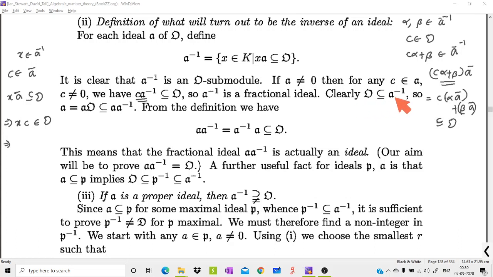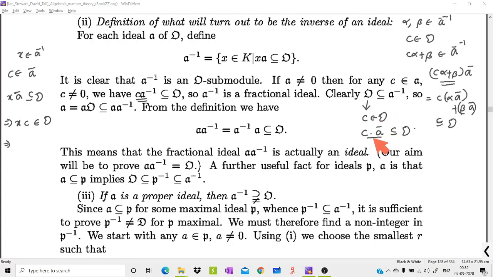Clearly this O is contained in A inverse. Okay, if we choose any element of O here, C belongs to O, then clearly C into A is always an element of O, or this set is contained in O. Okay, this is the definition of the ideal A. Or these are the elements of this product are exactly the elements of O itself. Each element is an element of O.